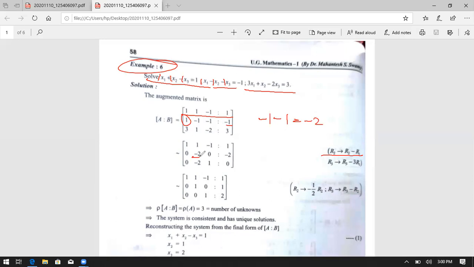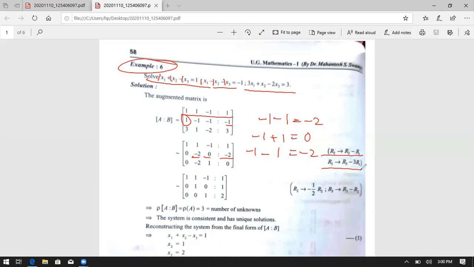Next one, minus 1 minus of minus 1, that is plus 1, minus 1 is 0. I write here 0. Next the last element: minus 1 minus 1 is minus 2. I write here minus 2. That is the R2. Next we come to the third row, R3.